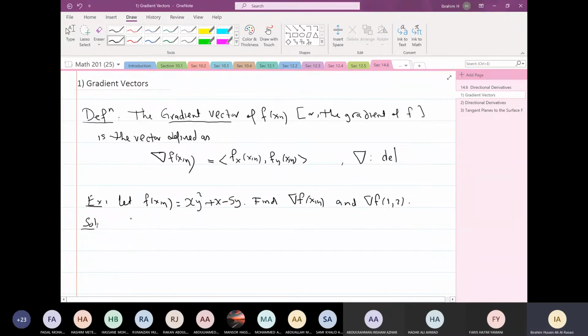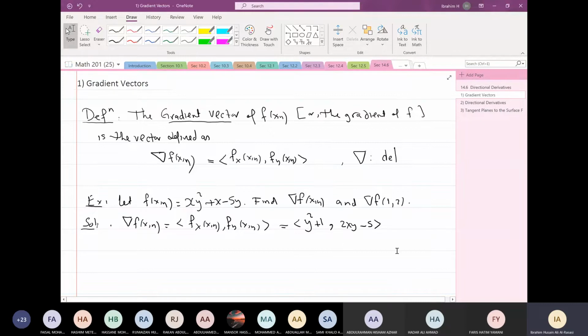To find the gradient, just apply the definition. Gradient of f of x, y is the vector f sub x, f sub y, and then compute f sub x and f sub y. What is f sub x? Differentiate with respect to x, looking at y as a constant. This will be y squared plus 1. For f sub y, look at x as a constant; it will be 2xy minus 5. So this is the gradient of f. The gradient is a vector whose components are functions.